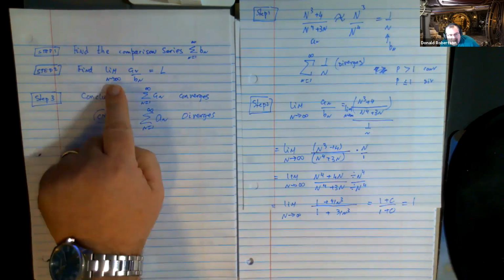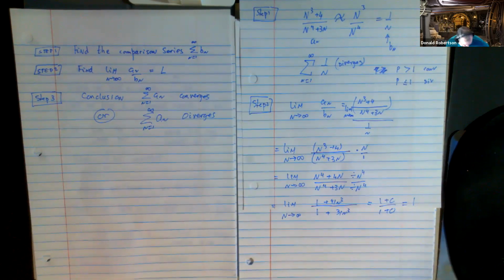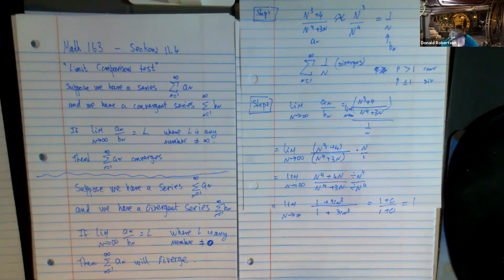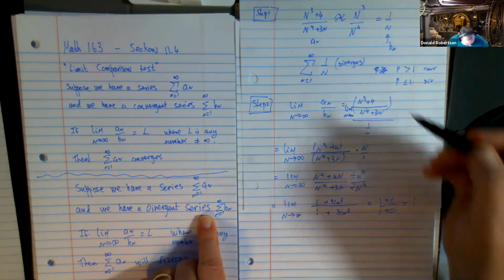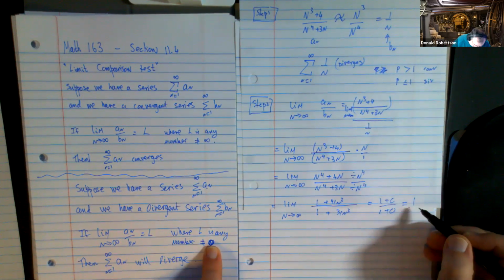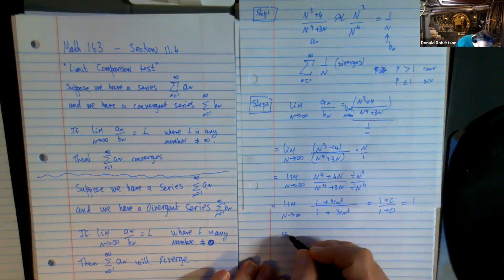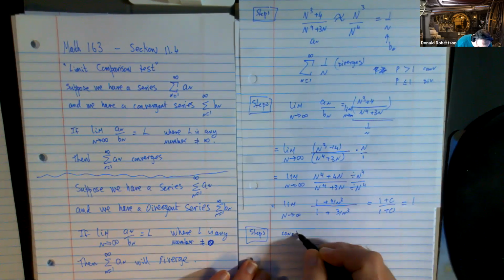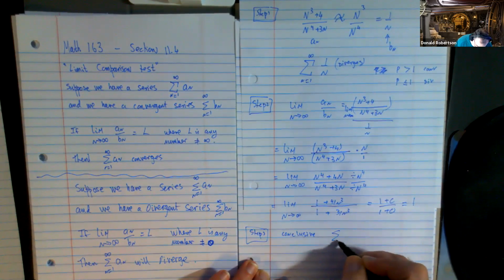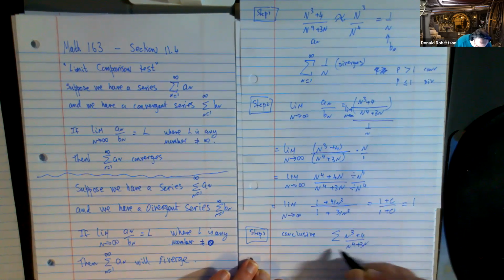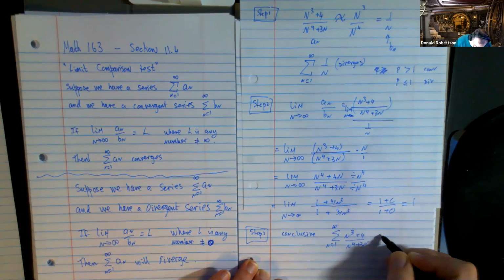So step 2 is find out what that guy is. Now it's conclusion time. According to the comparison test, if you are using a divergent series, which we are, and the limit is a number, as long as that number is not 0, which it is, then the conclusion is that the original series diverges.